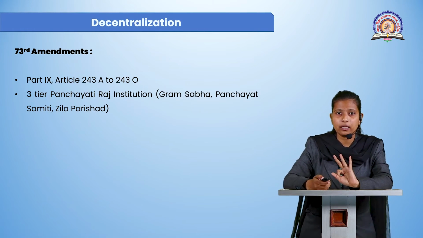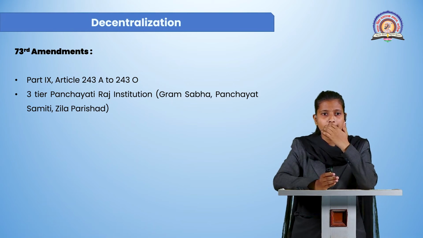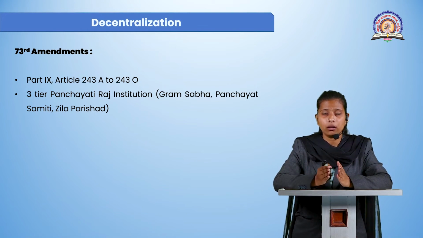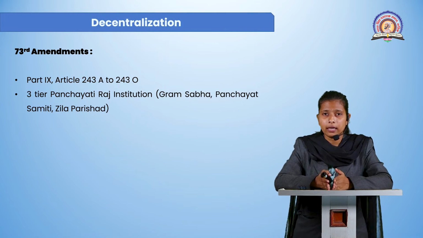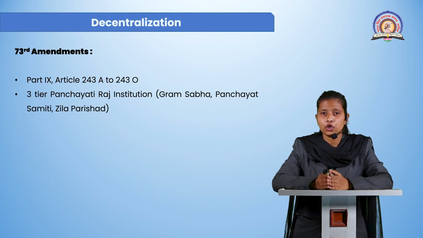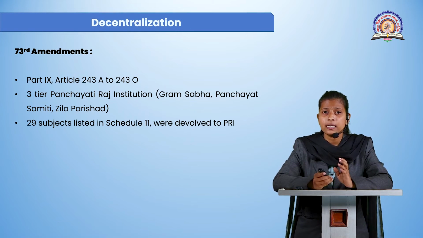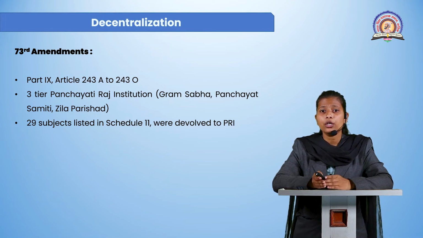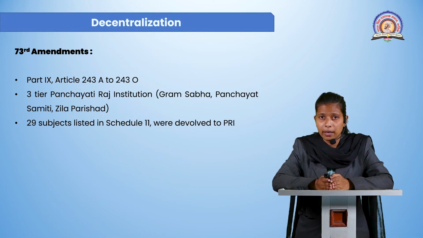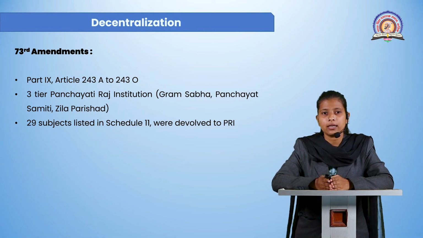After that, there is 3-tier government, which we have learned about. The 3-tier government was given by the Balwant Rai Mehta committee. So the 3-tier Panchayati Raj Institution: the Gram Sabha, Panchayat Samiti, Zilla Parishad, is there in the 73rd amendment. 29 subjects listed in Schedule 11 were devolved to the Panchayati Raj Institution. Means now the 73rd amendment inserted the 11th schedule for the Panchayati Raj, and it listed the 29 subjects in it.